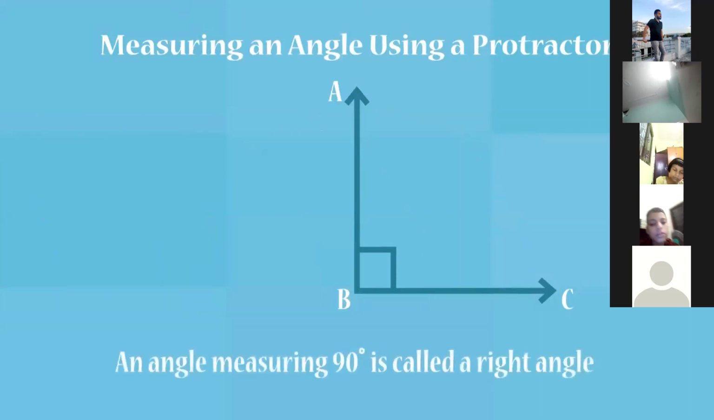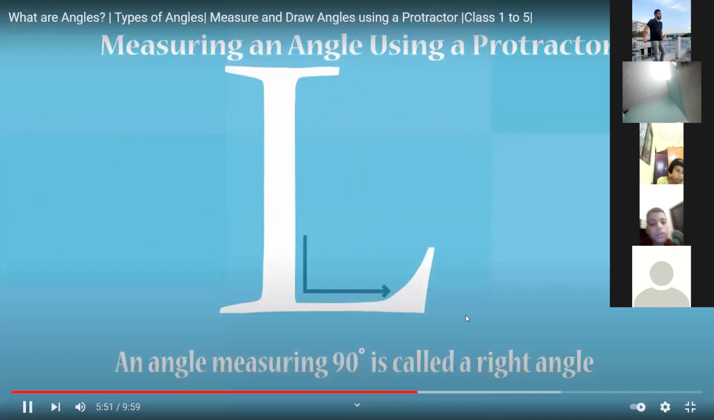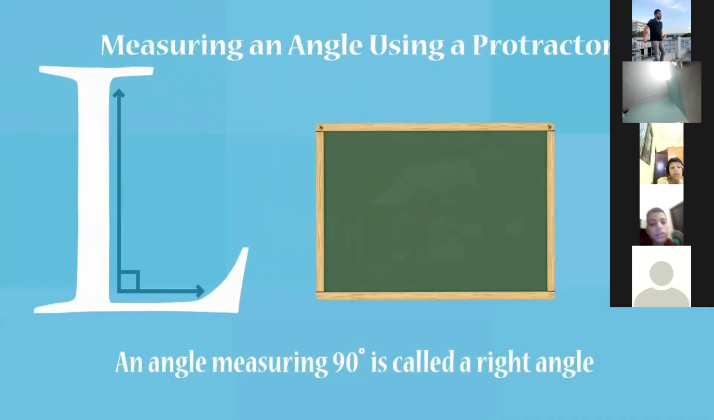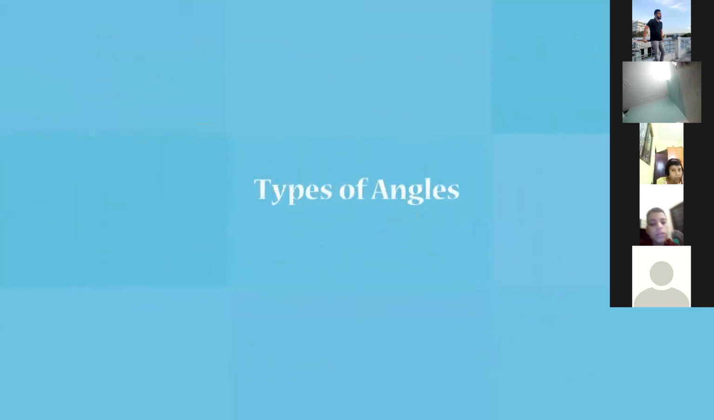An angle measuring 90 degrees is called a right angle. The capital letter L in the alphabet is one example of a right angle. The corners of your school blackboard also make a right angle. That's one type of angle. Let us learn about other types of angles.